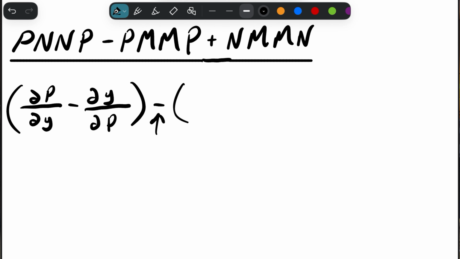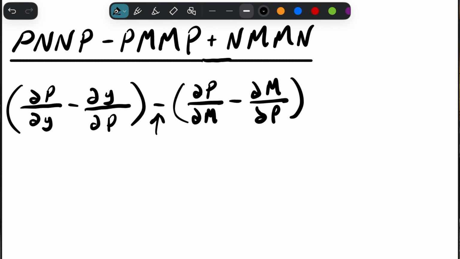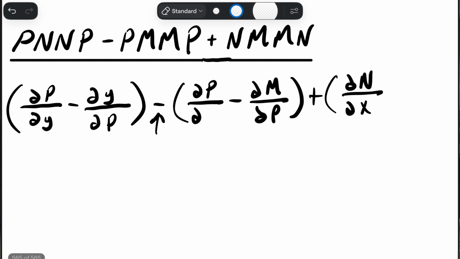But yeah, we're gonna take the partial derivative of the last term, P, with respect to M, which is the first term, and then minus the partial derivative of the first term, M, with respect to the last term, P, and then plus the partial derivative of the middle term, N, which is going to be Y, with respect to X, the first term. You see I'm switching. Actually, I should have done that here too, but that's how it's supposed to be written.